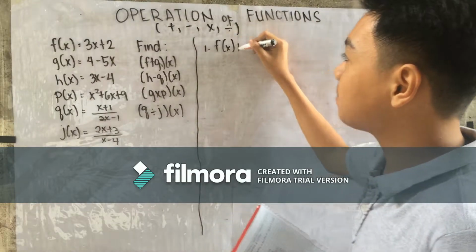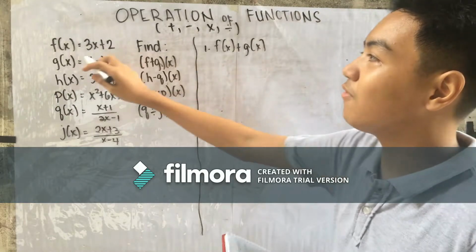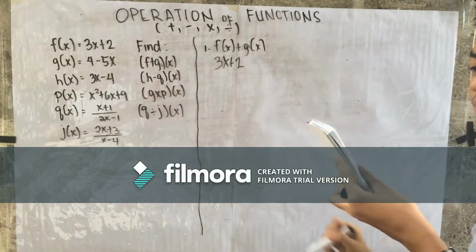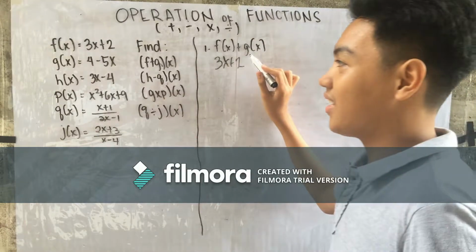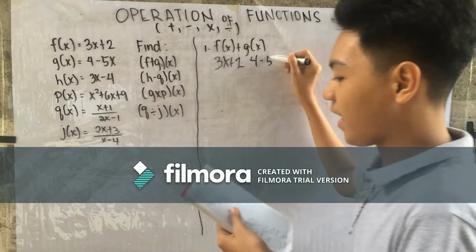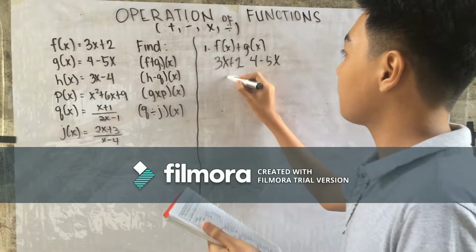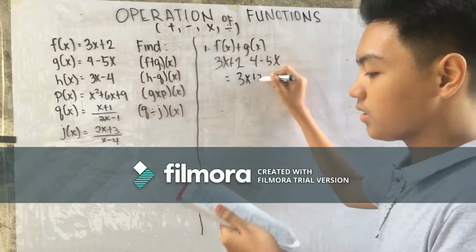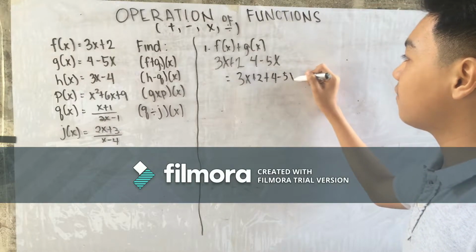F of x plus g of x. So, yung value ng f of x is 3x plus 2. Ang value naman ng g of x is 4 minus 5x. So, i-combine mo lang sila. So, 3x plus 2 plus 4 minus 5x.